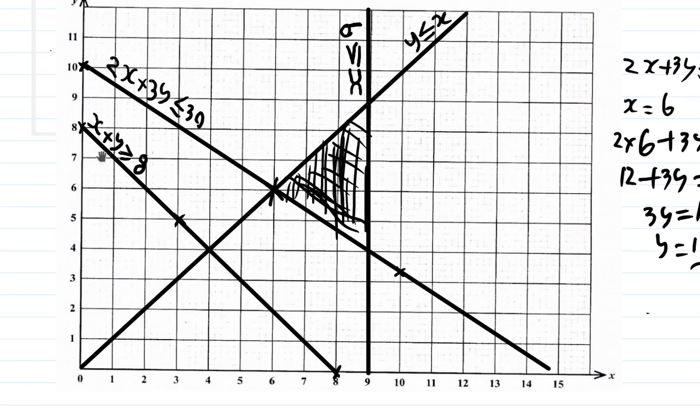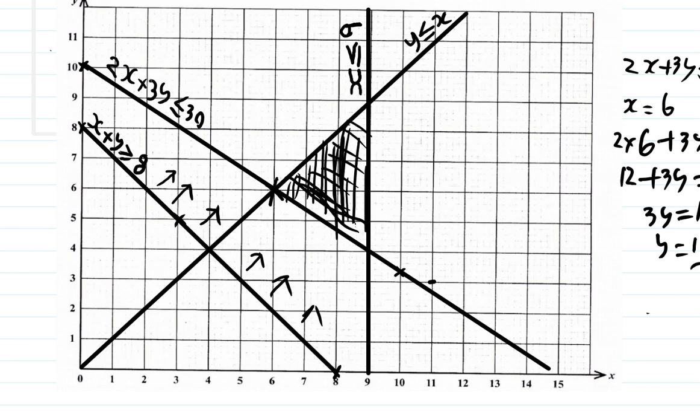Now, here, x plus y. In order to see what happens here, x plus y is greater than or equal to 8. If we consider this point here, say 4 and 6, 4 plus 6 is indeed greater than or equal to 8 because it is 10. So here, this is the side of the line that will satisfy that inequality. Alright?